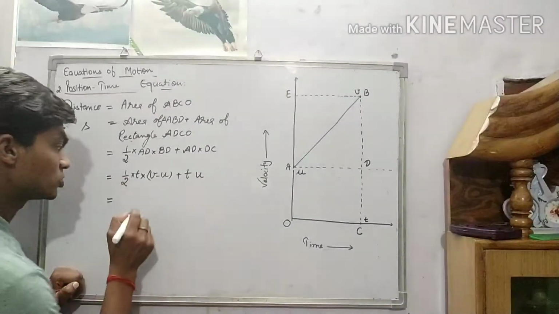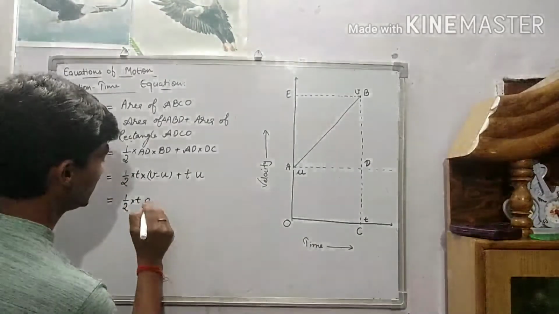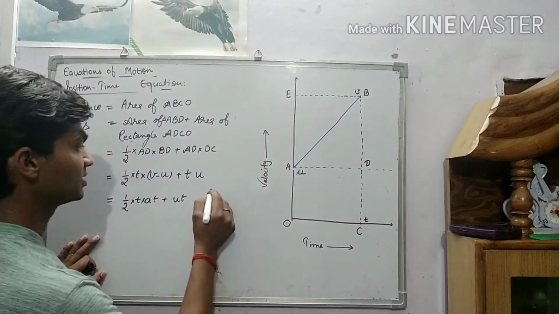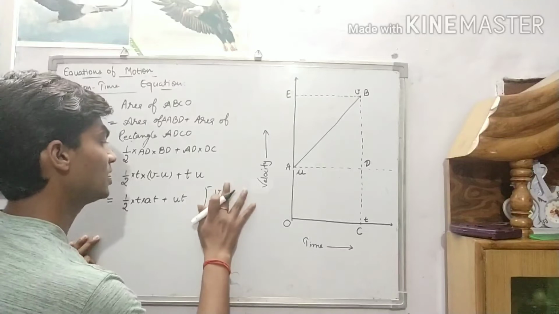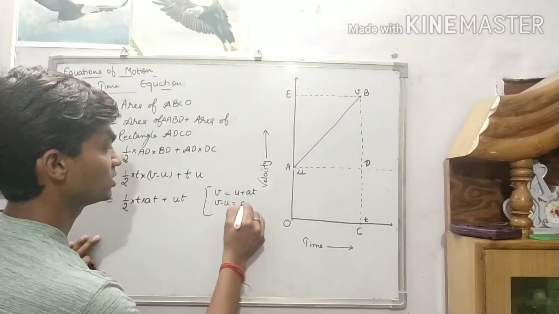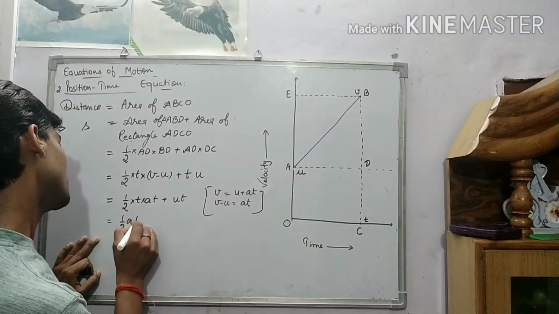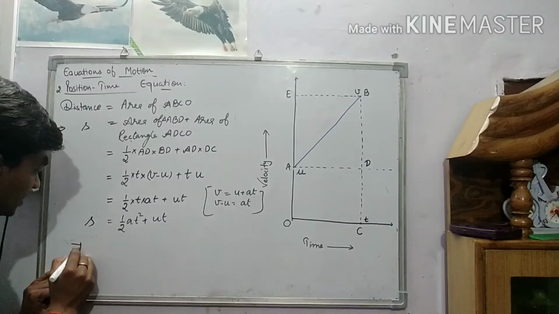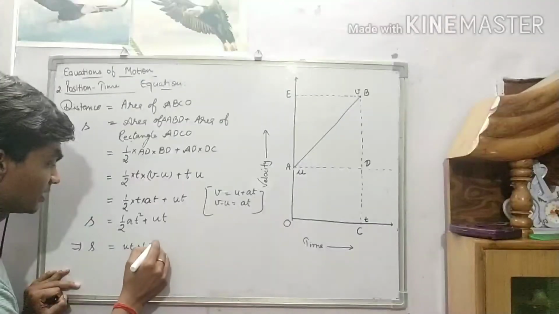From the previous equation we can write 1 by 2 T into (V minus U) equal to 1 by 2 T into AT, plus UT. How are we using this? Since V equals U plus AT, from here V minus U equals AT, which we have used here. Now that can be written as 1 by 2 AT square plus UT. What is on the left hand side? S. So that can be written as S equals UT plus 1 by 2 AT square.